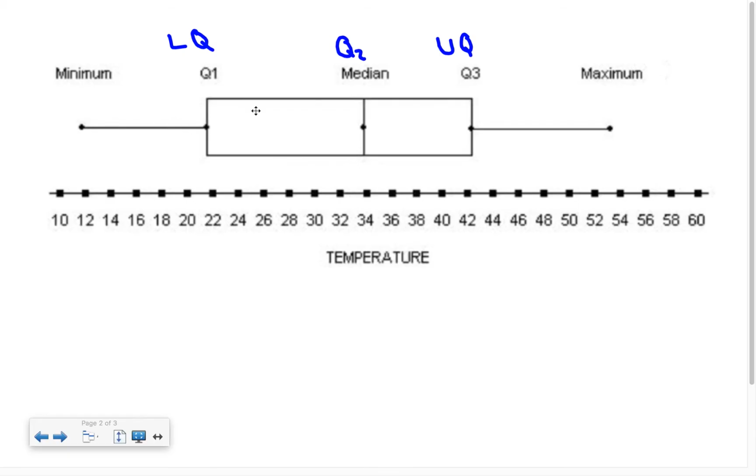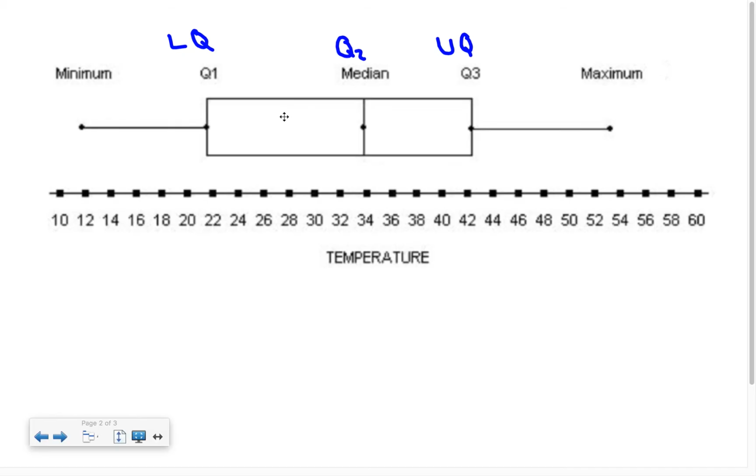So we look at this box plot. I look at the minimum, I go down, and I can see that the minimum here is 12. The lower quartile is going to be 22. The median goes straight down and is 34. Quartile 3, or the upper quartile, is going to go down right at 42. And the maximum here is going to be right at 54. It's a little bit off, but we're going to go with 54. So that's how we're going to find our values using a box plot.